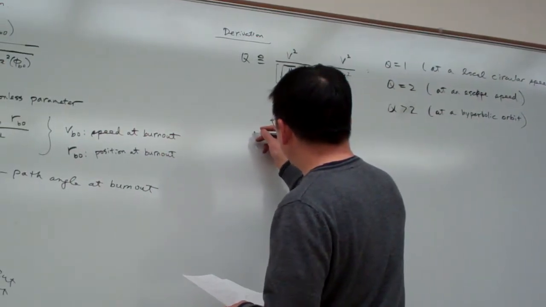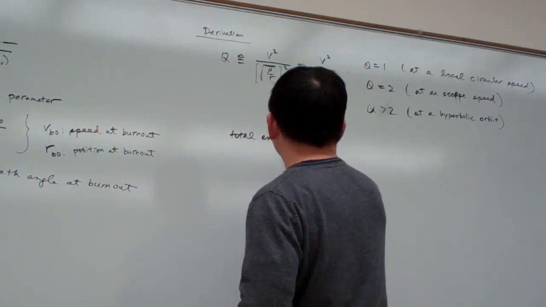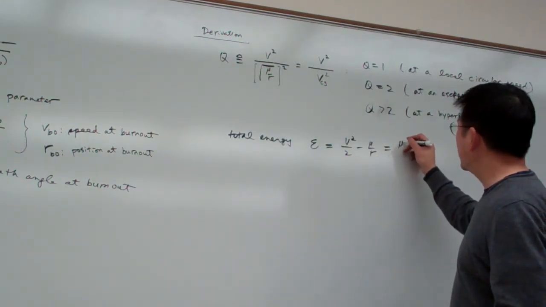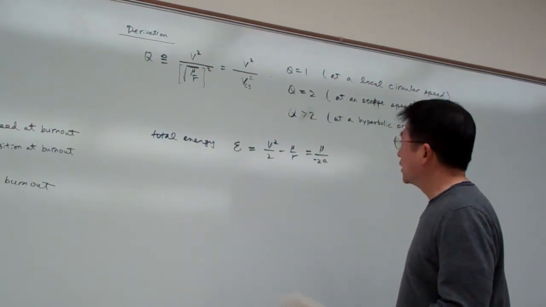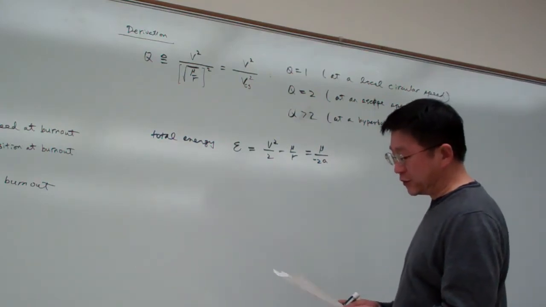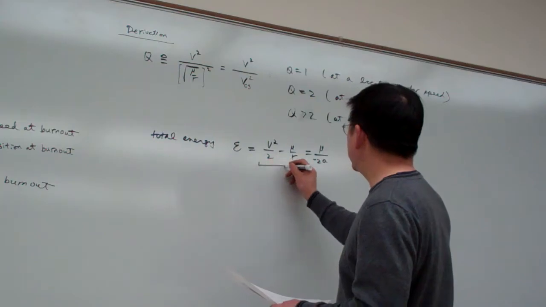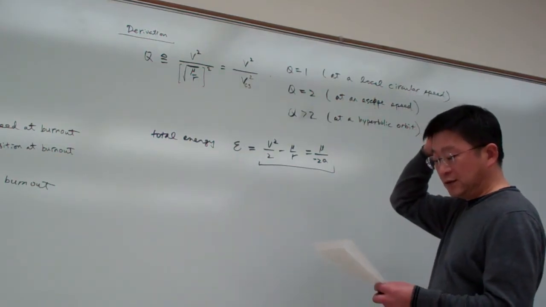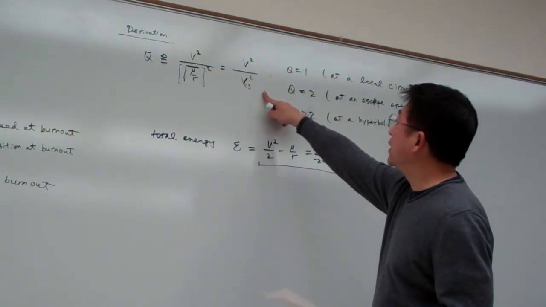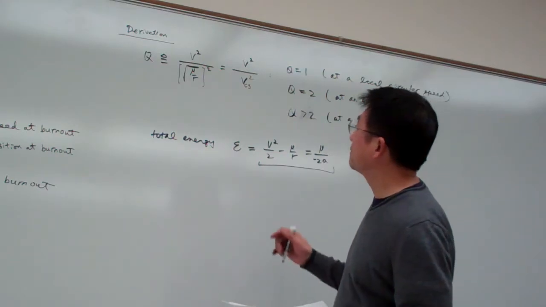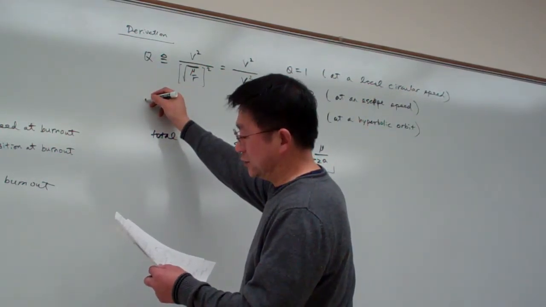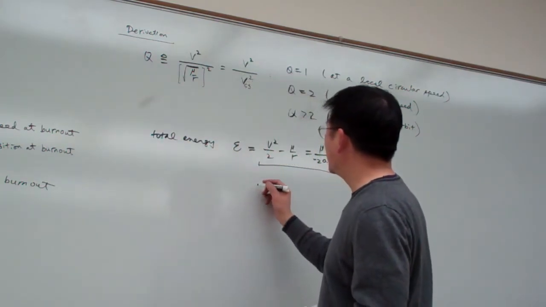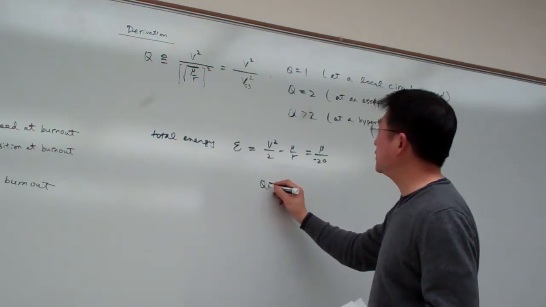The second thing is we know the total energy E, and that is V squared over 2 minus mu over R. And this is also equal to minus mu over 2A. So from here we can calculate the relation between A and Q, using the two equations. From here, the V squared, maybe I can rewrite here. Using this one, maybe I can rewrite here.